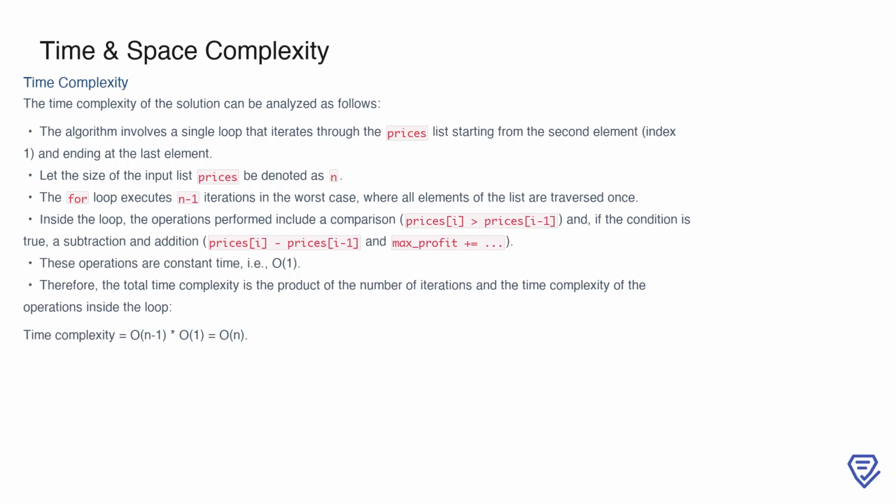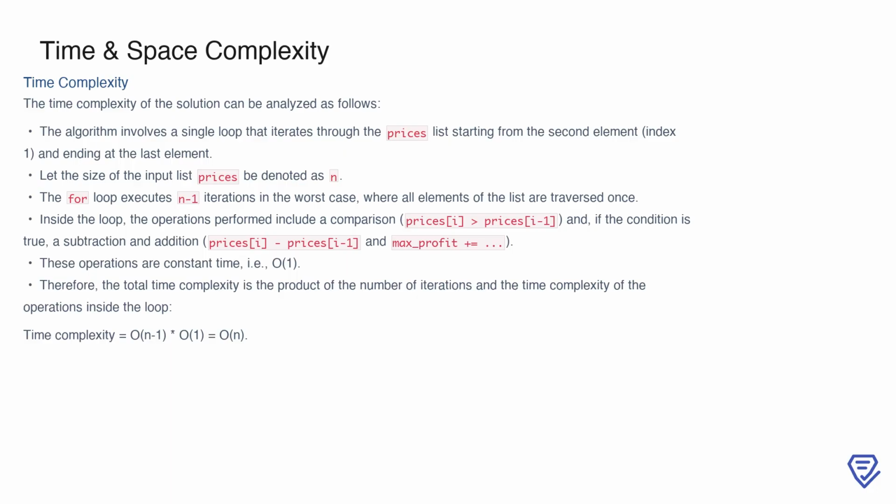The time complexity of this solution can be broken down based on the operations within the loop. The algorithm uses a single for loop that iterates through the prices list, starting from the second element and going to the last. If we let n represent the size of the prices list, the loop executes n-1 iterations in the worst case. Within each iteration, a constant time comparison is made to check if the current price is greater than the previous price.